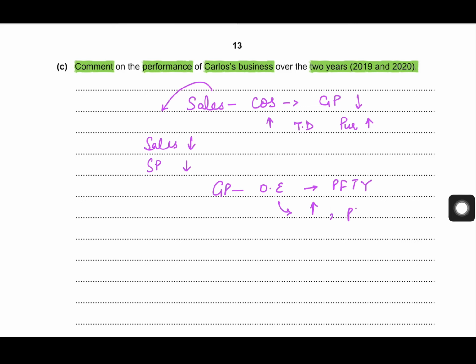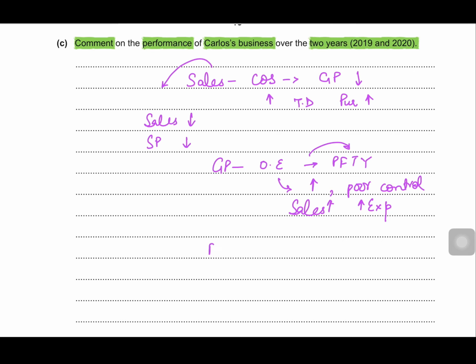So there might be poor control over the expenses in the current year of Carlos' business, right? He is not exercising better control, or you can also say that he is not increasing his sales as compared to an increase in his operating expenses in the current year, right? Which has led to a fall in the profit margin.